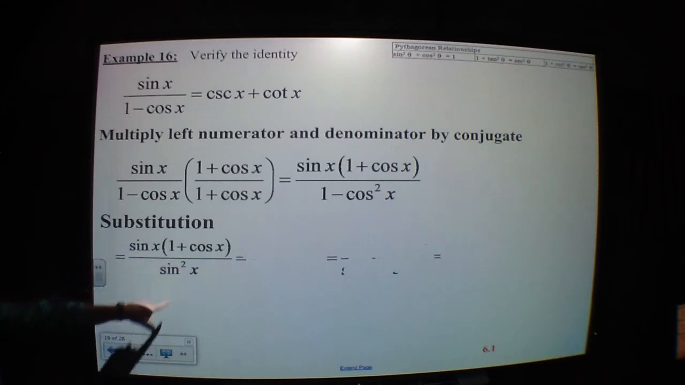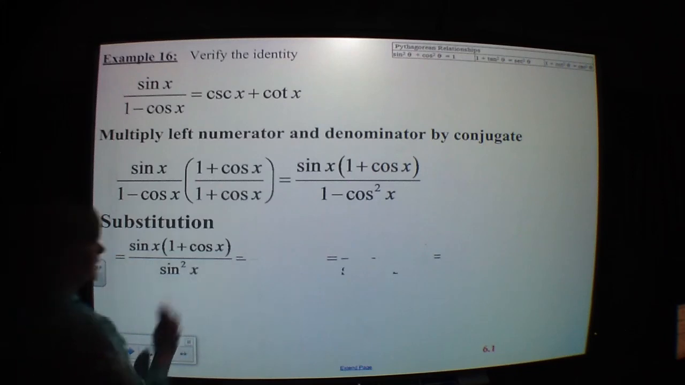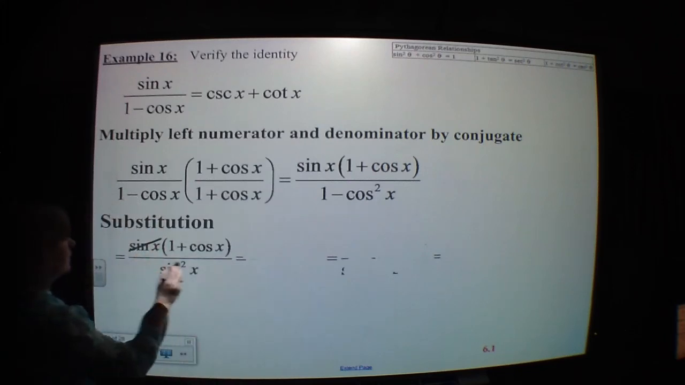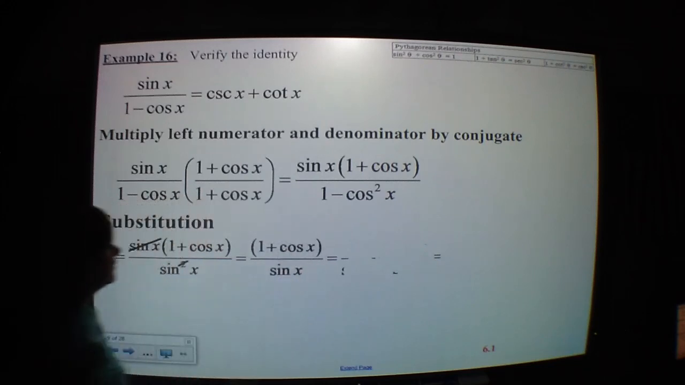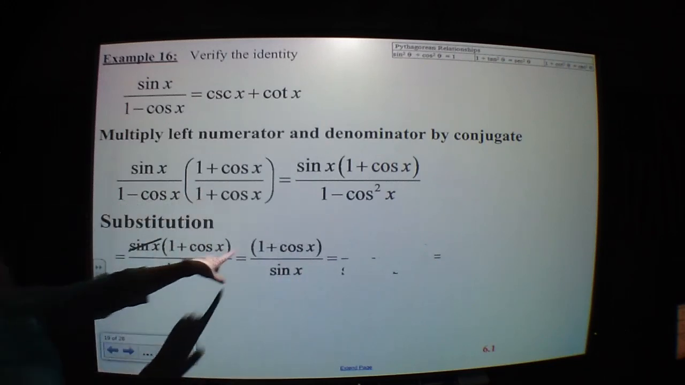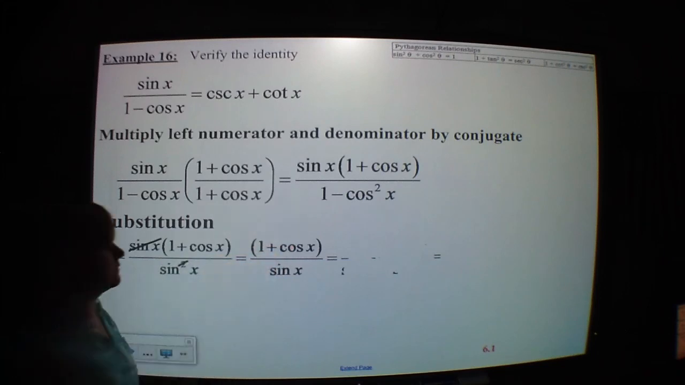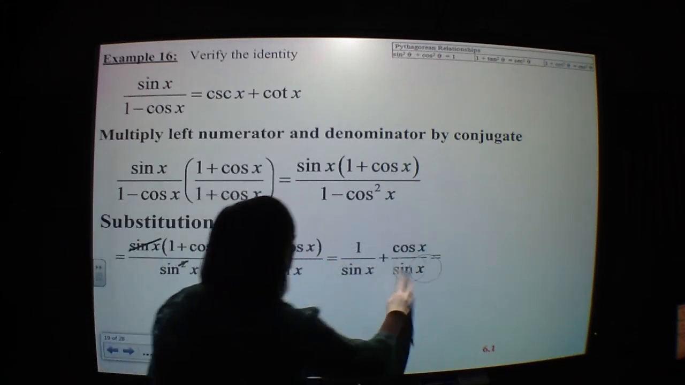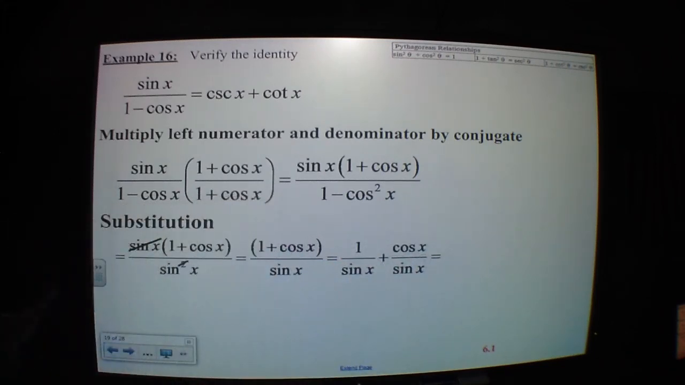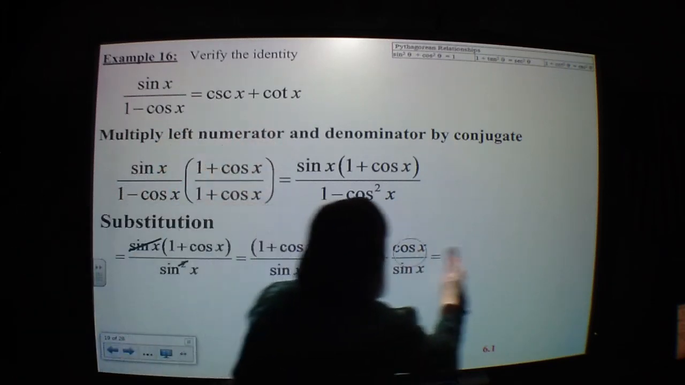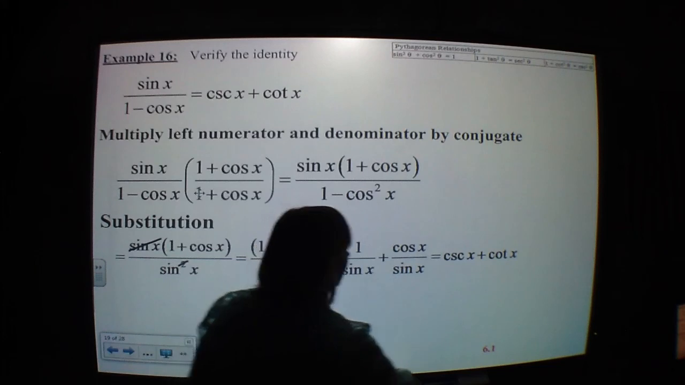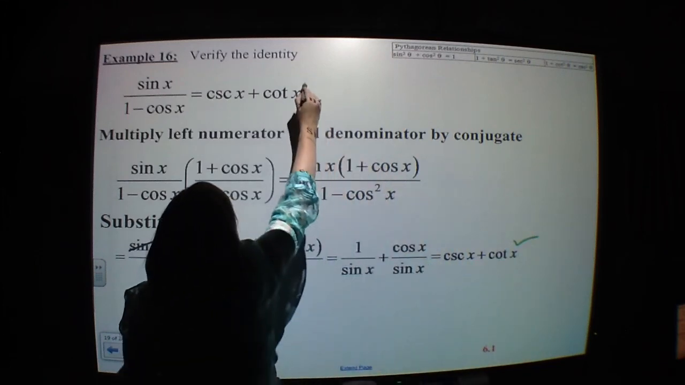Sine over sine squared, you can do some canceling out here. Okay, that's what I just did there. I can rewrite this as 1 over sine plus cosine over sine. 1 over sine is cosecant. Cosine over sine is cotangent. Done.